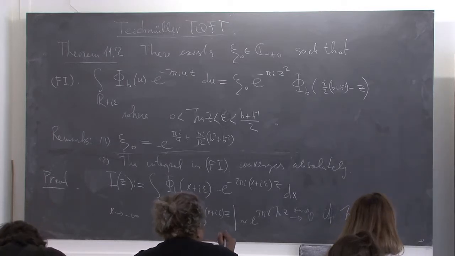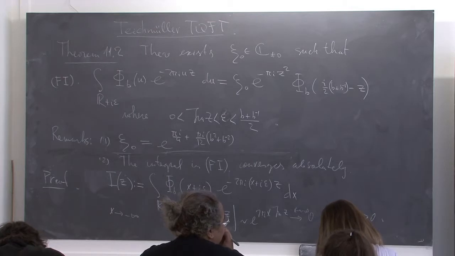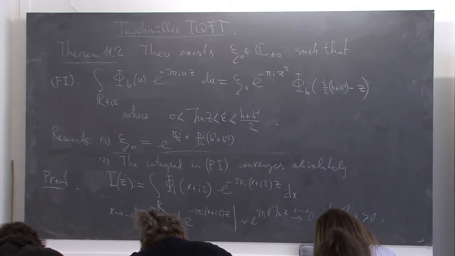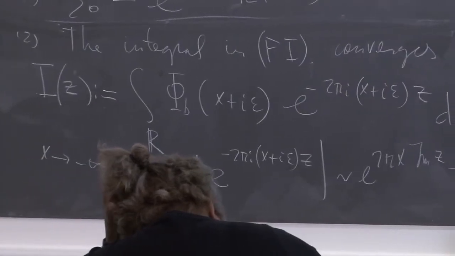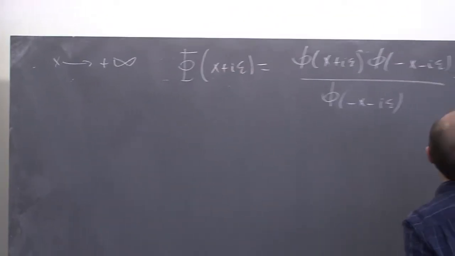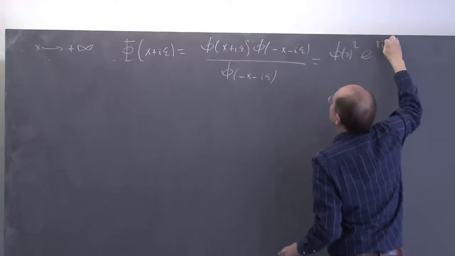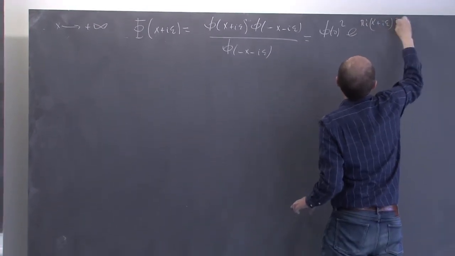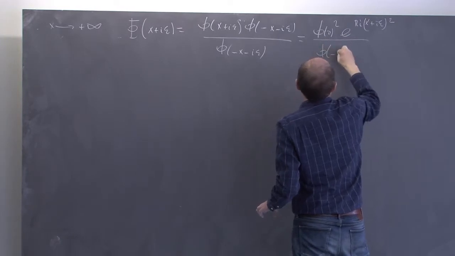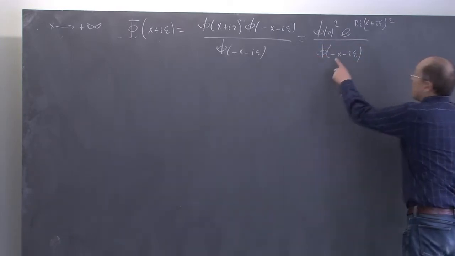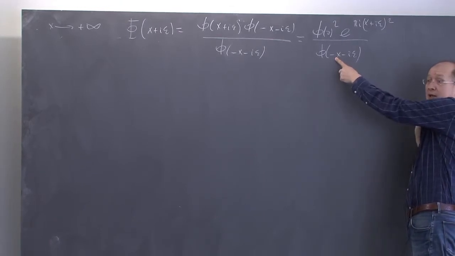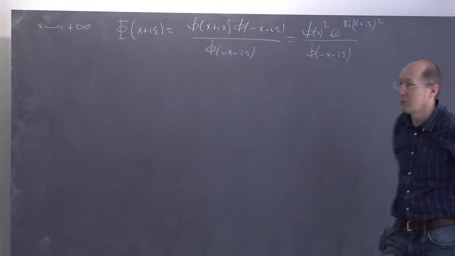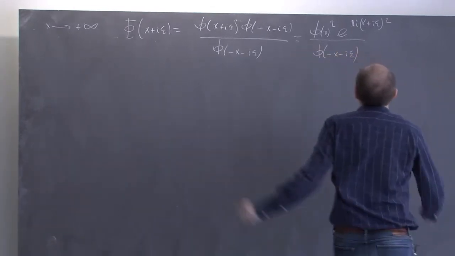So phi of x plus i epsilon is equal to phi of x plus i epsilon times phi of minus x minus i epsilon, divided by phi of minus x minus i epsilon. And this is equal to phi of 0 squared e to the pi i (x plus i epsilon) squared, divided by phi of minus x minus i epsilon. But the denominator goes to 1 because x goes to plus infinity. Right? So minus x goes to minus infinity, and we know the asymptotics of phi at minus infinity.